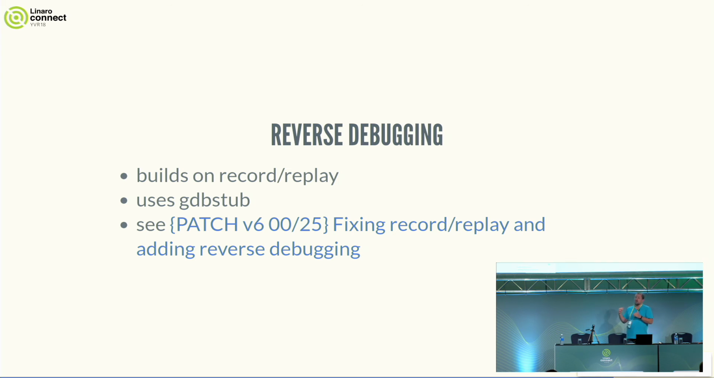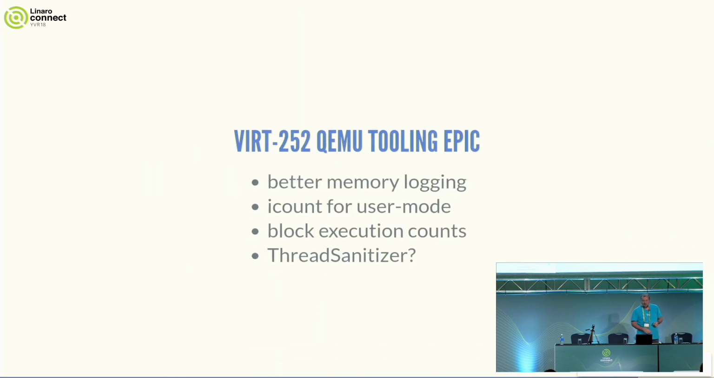And building on that, there's the record replay ability. So this is currently a patch on list, and this extends our GDB stub to support the reverse execution primitives that GDB supports. So you can do funky things like crash a bug and then rewind 10 instructions and see exactly why you got there.